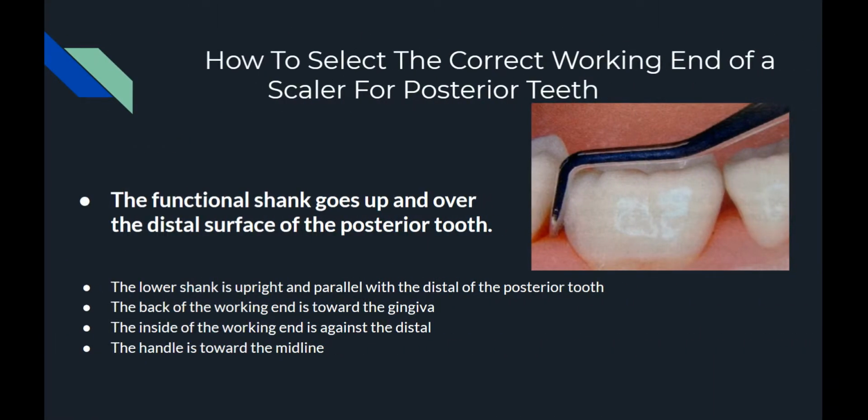How to select the correct working end of a scaler for posterior teeth. The functional shank goes up and over the distal surface of the posterior tooth. The lower shank is upright and parallel with the distal of the posterior tooth. The back of the working end is towards the gingiva. The inside of the working end is against the distal. The handle is toward the midline.